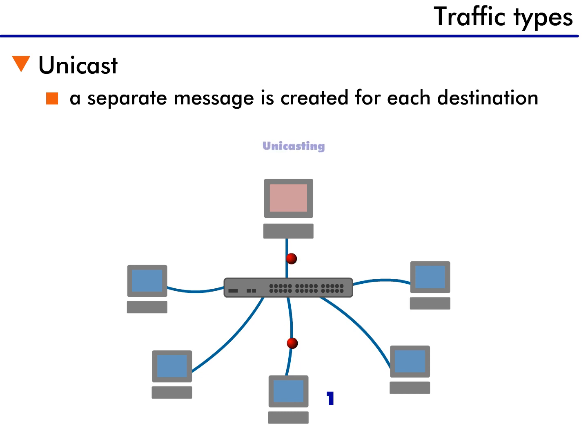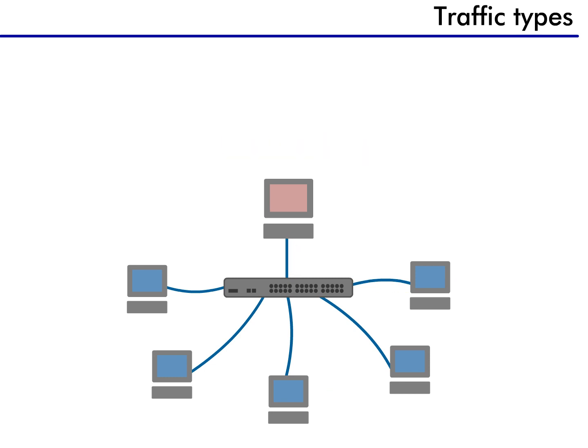The first option to get the message out is to send a series of unicasts. This means the source station must create 5 separate messages, address each one, and transmit each one. That one message is now using 5 times the amount of bandwidth to traverse the network backbone.